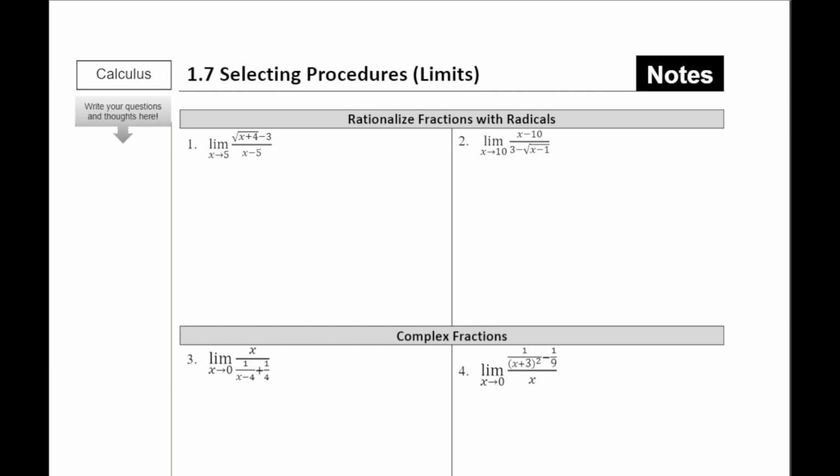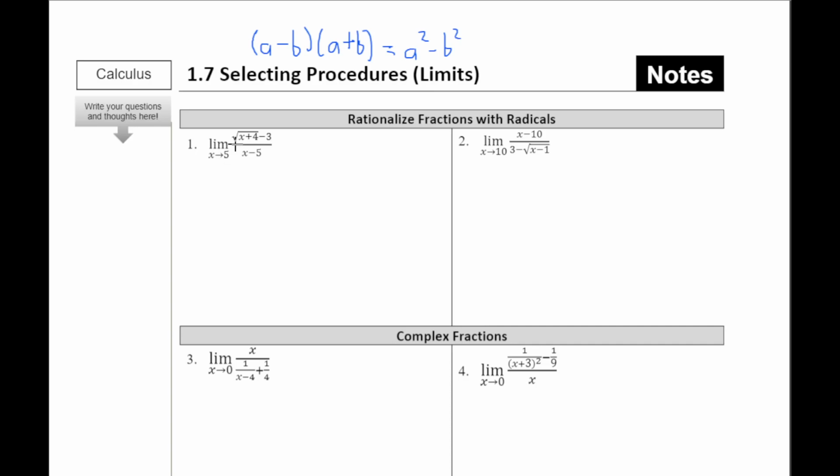1.7 Selecting procedures for limits. This is an important algebra identity to recall in this lesson. If you have a minus b times a plus b, that's a squared minus b squared. Again, first thing you want to try with limits is try direct substitution.